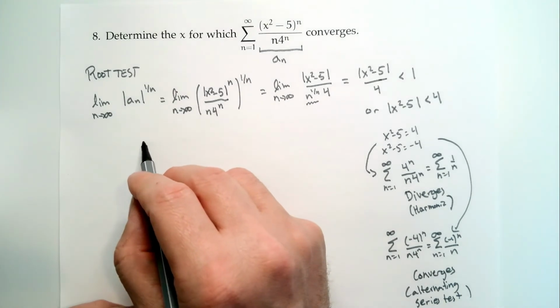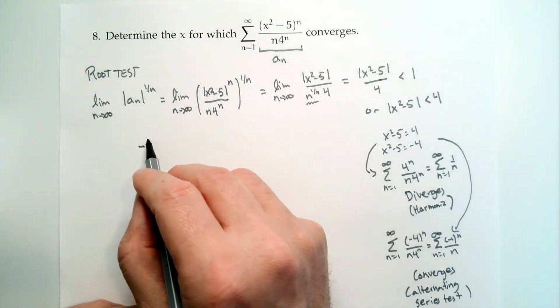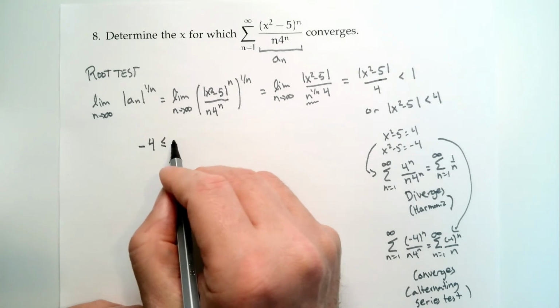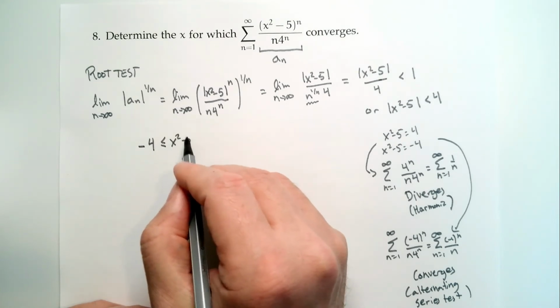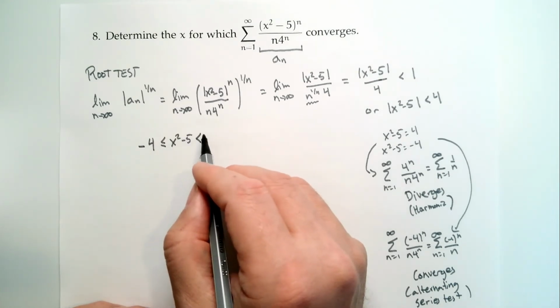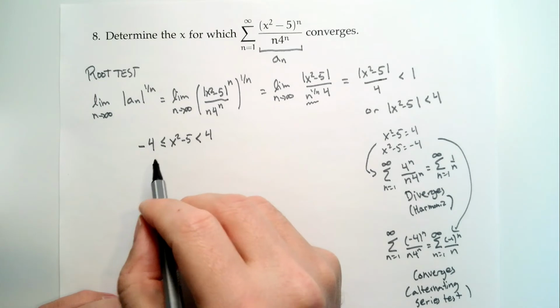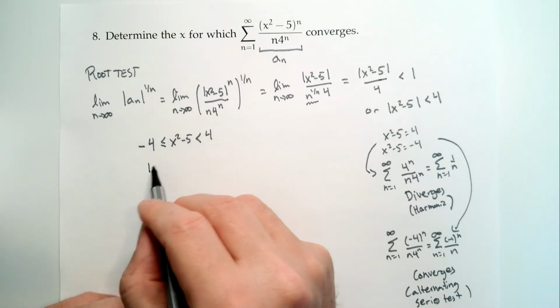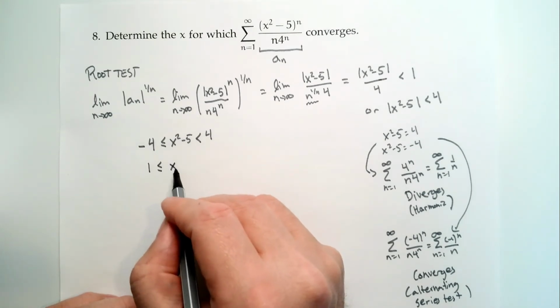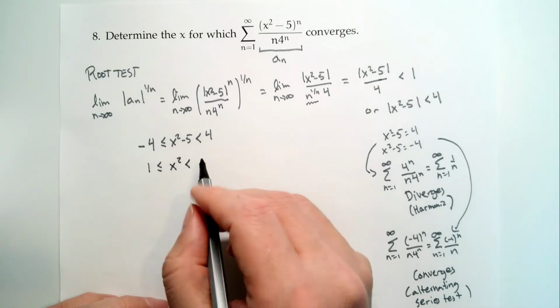So we get to the point here: negative 4 less than or equal to x squared minus 5, less than positive 4. Now, if we add 5 to both sides, that will say 1 less than or equal to x squared, less than 9.